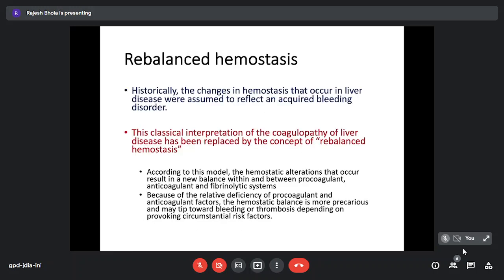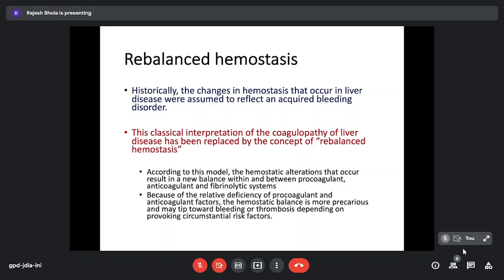So what you have observed is that when we look into the platelets, though the count is low and there is a dysfunctional platelet, with thrombomodulin the amount of thrombin generated by the platelet is very similar to that of the control population. Looking into the secondary hemostatic pathway, there are defects in coagulation factors, but there is an increase in other coagulation factors like factor 8. And when we look at the endogenous thrombin potential between a control and a stable cirrhotic patient, they are very similar. There is no significant difference. And the same is seen in the fibrinolysis pathway.